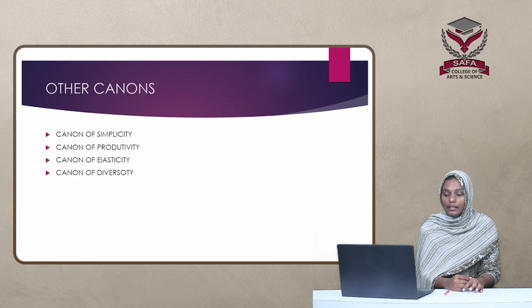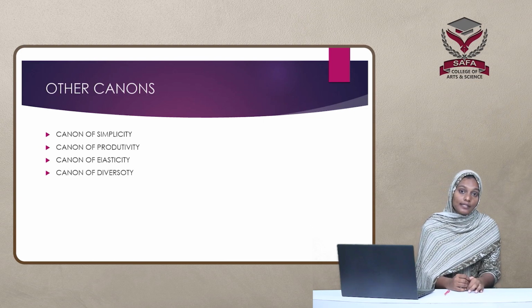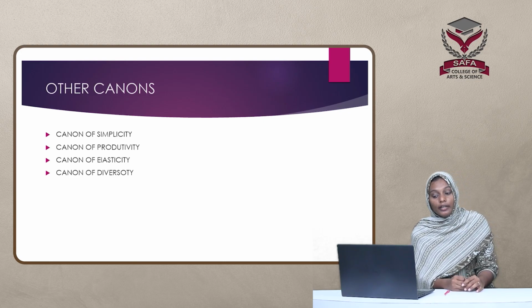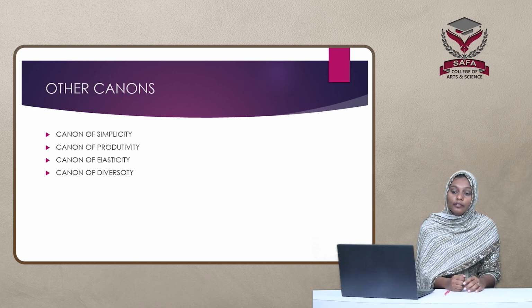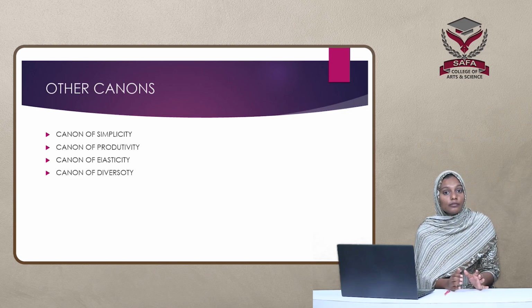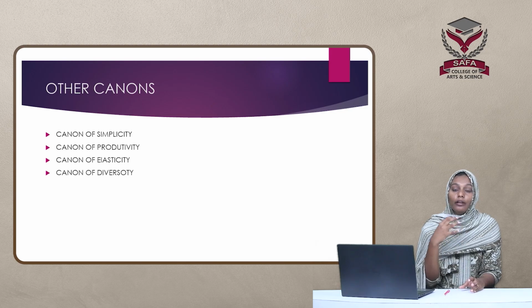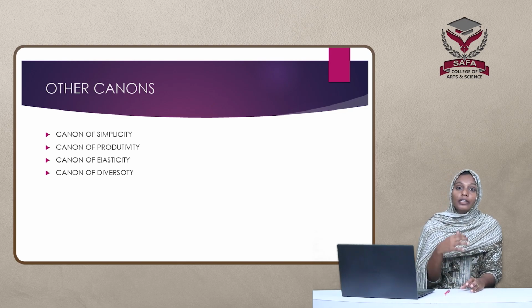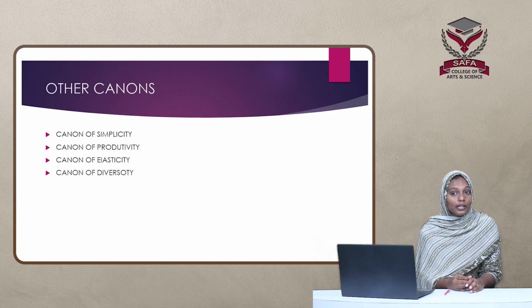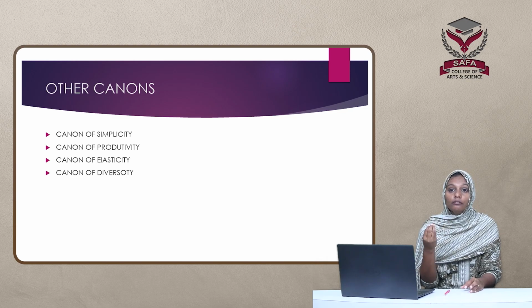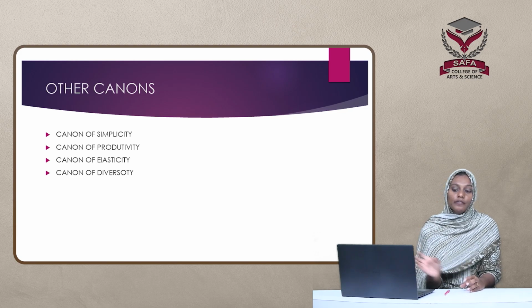As we mentioned earlier, there are also other kinds of canons. They are canon of simplicity, canon of productivity, canon of elasticity and canon of diversity. Canon of simplicity means that the method of tax collection must be as simple as possible. If it is complex, it will lead to a lot of confusion and misinformation for the taxpayers, and it will also hinder the taxpayers from paying. So it should be simple and easy to understand. That is all about the canon of simplicity.